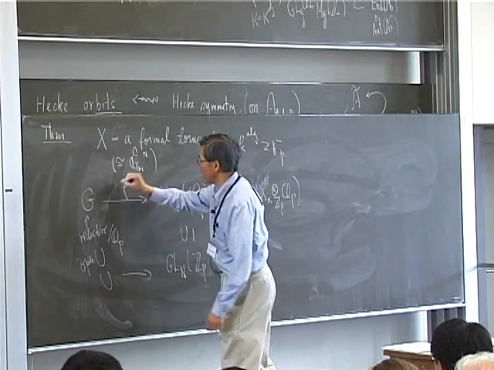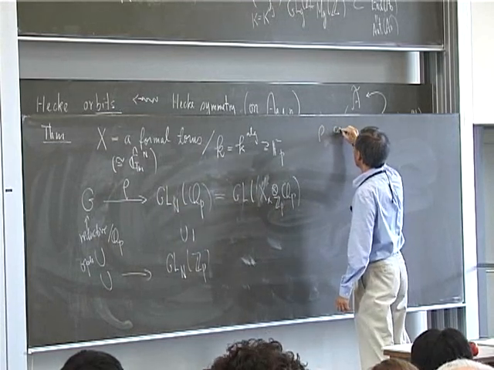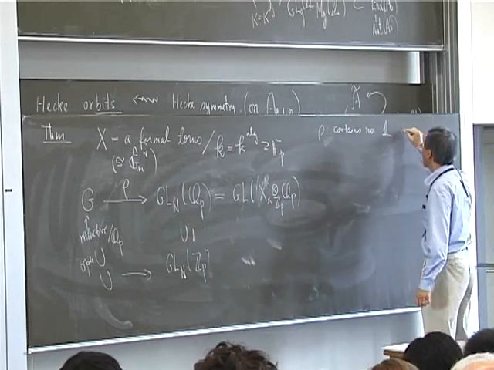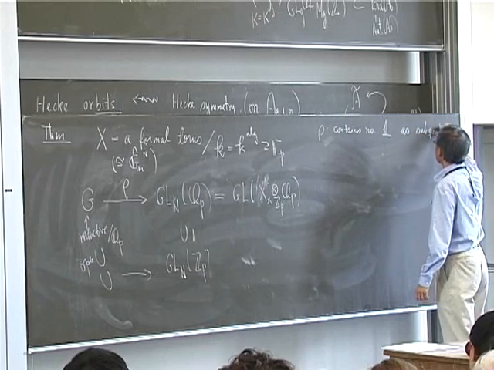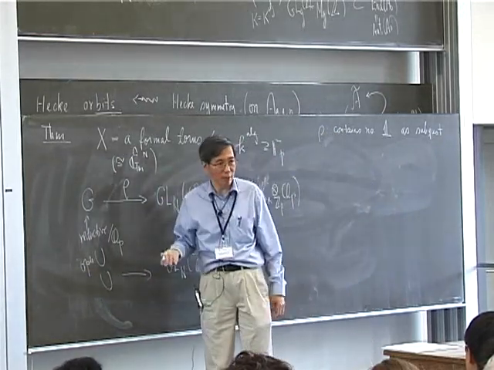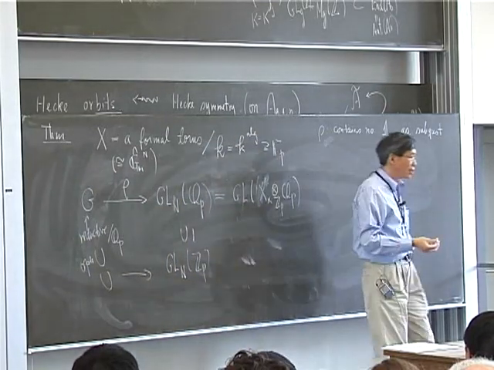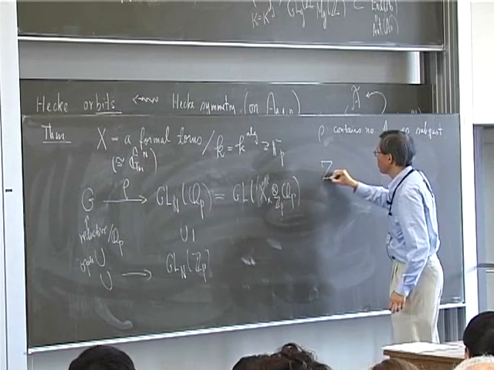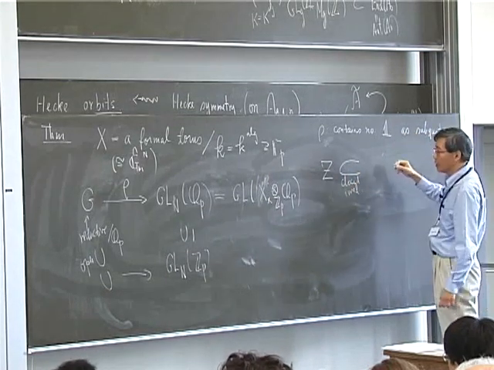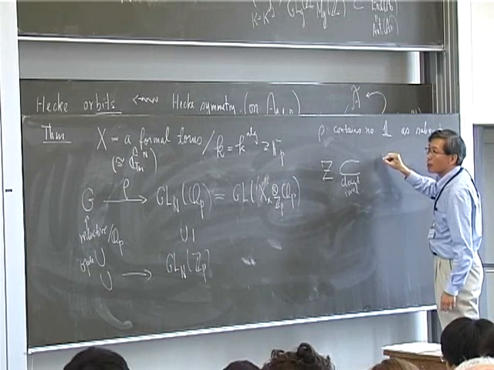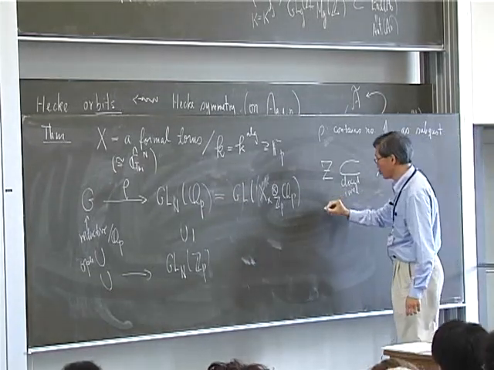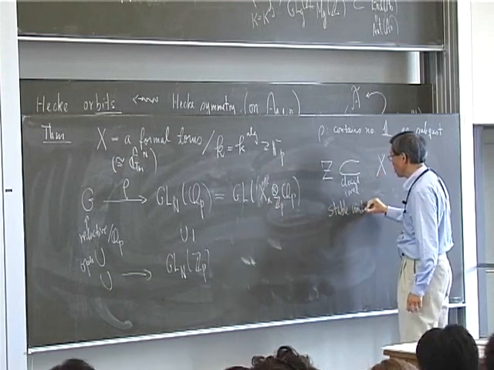Right? And so this is a representation, and assume that rho contains no trivial representation subquotient. This is a reductive algebraic group, so it sort of decomposes into a direct sum of irreducible representations. I'm assuming that none of them is trivial. And then suppose I have a closed irreducible subvariety Z, containing this formal torus X. And assume that it's stable under the action of U.